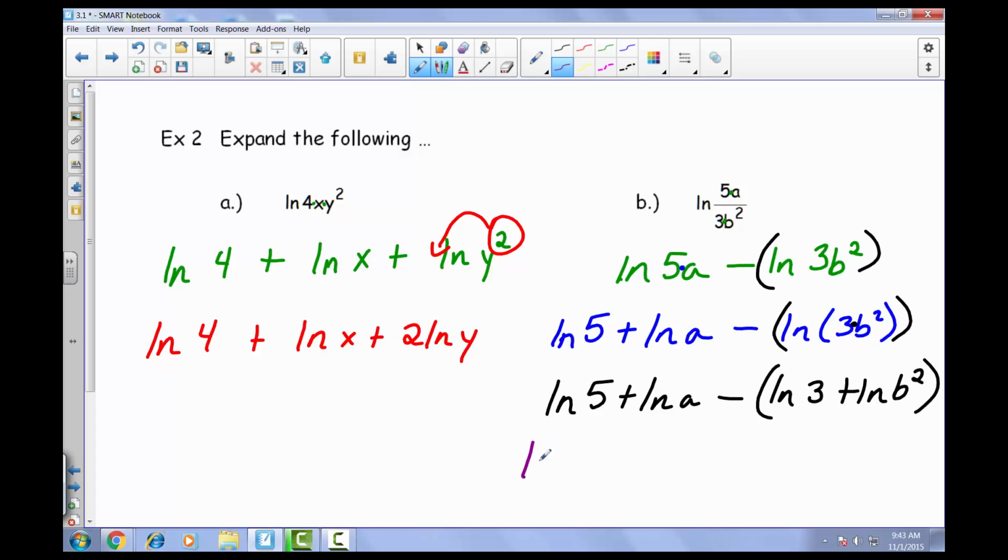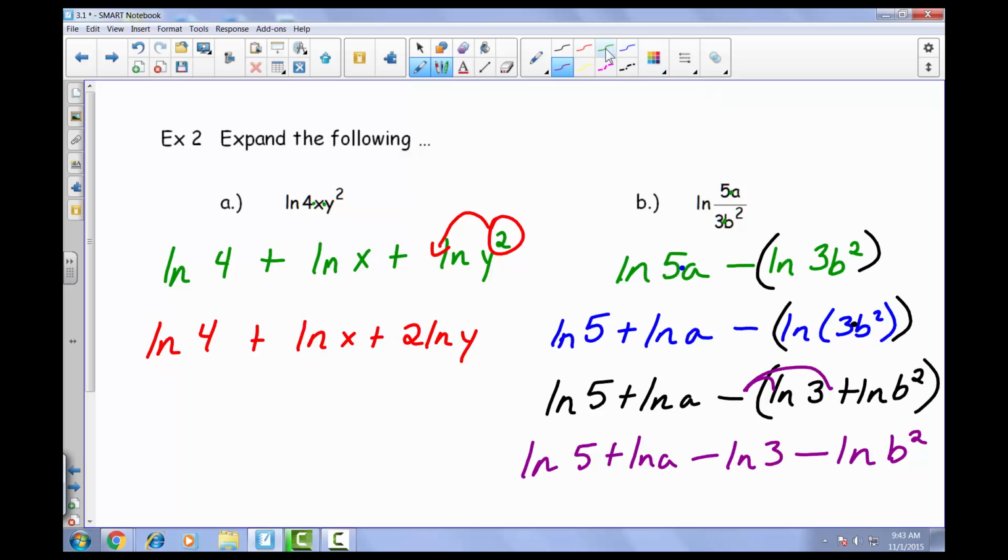So when we do that, we have then the natural log of 5 plus the natural log of a minus the natural log of 3 minus the natural log of b squared.